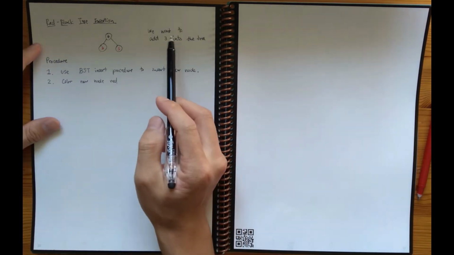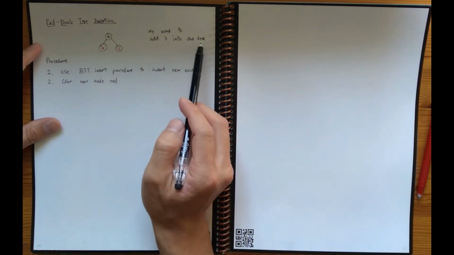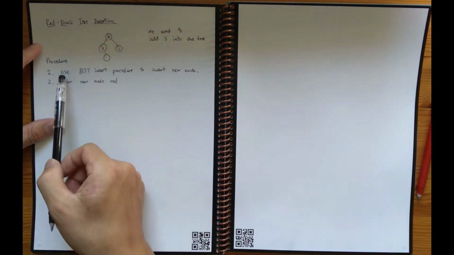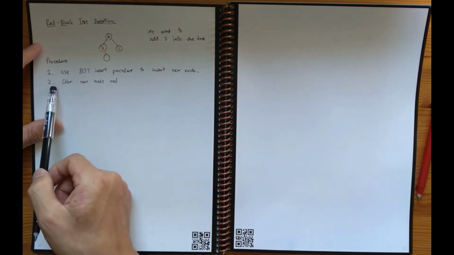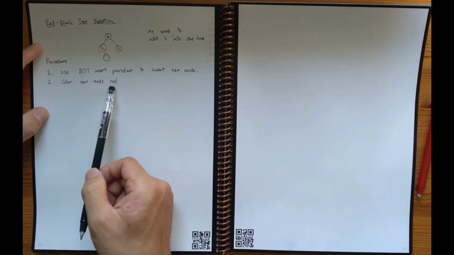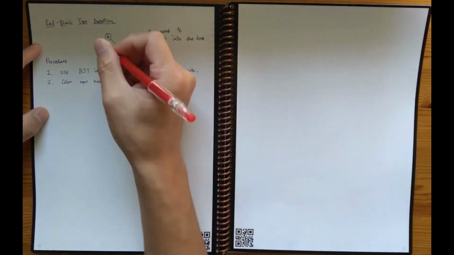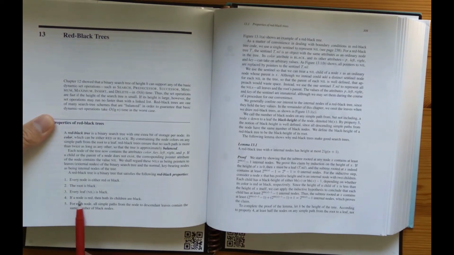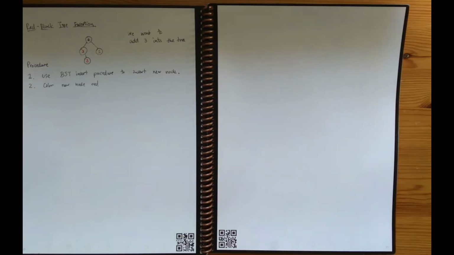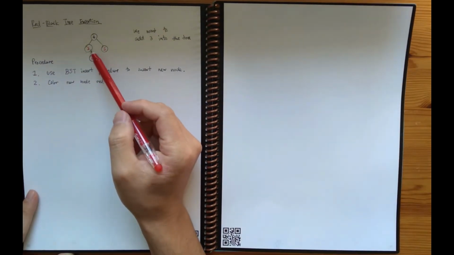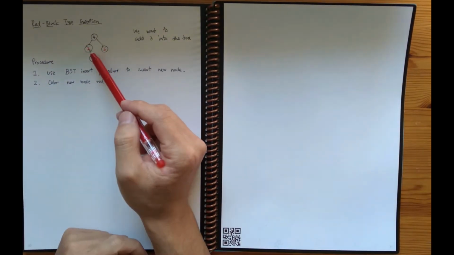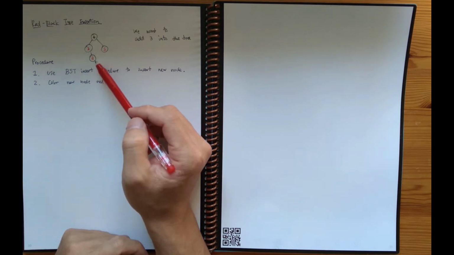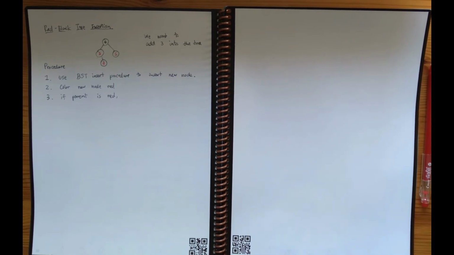Let's say we wanted to insert the 3 into the tree as an example. So 3 should go here, but step number 2 says color the new node red. So rule number 4, it says if a node is red, then both its children are black. We have created a conflict with rule number 4 in that there is a child of a red node, namely 2, that is also red. So if the parent is red, we'll need to fix it.